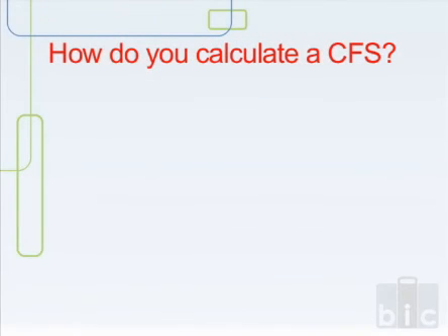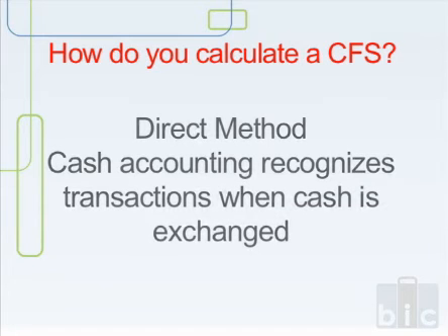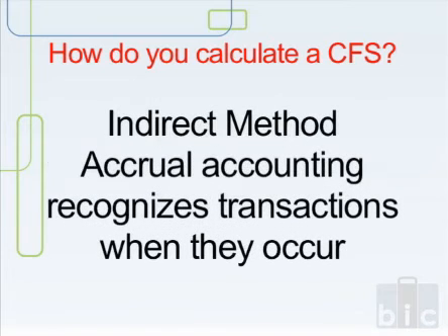How do you calculate the cash flow statement? There are two methods for calculating and reporting the net cash flow from operating activities: direct and indirect method. Under the direct method, you analyze your cash and bank accounts to identify cash flows during the period. This method uses cash accounting, which recognizes transactions only when there is an exchange of cash. The indirect method, which is used more often, uses accrual accounting to determine the net cash flow from operations.